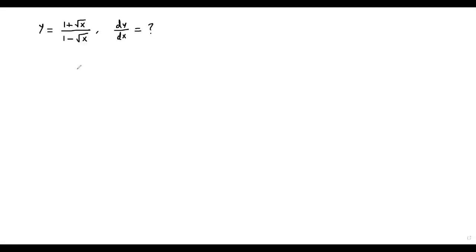Here we have a problem on derivative. There is a function given here, that is y equals (1 + square root of x) divided by (1 - square root of x), and we have to find dy over dx. That is, we have to find the derivative of this function with respect to x.